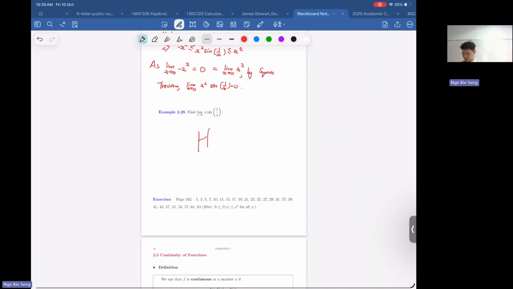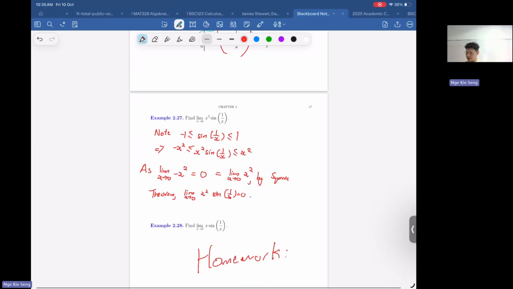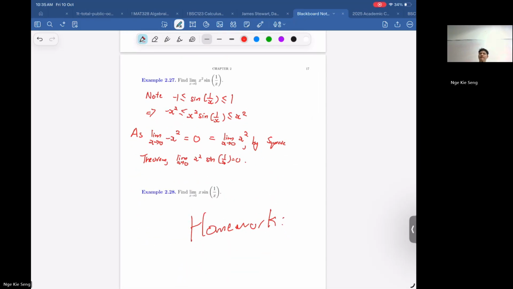This one is homework. Any question before we leave this limit chapter? Any question? Any question before we leave?